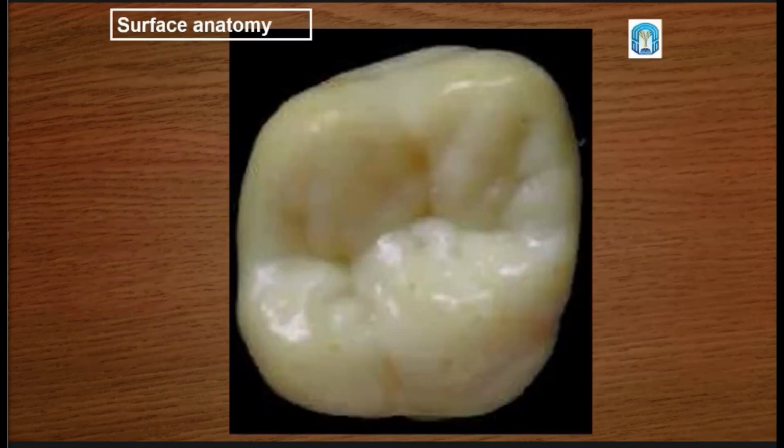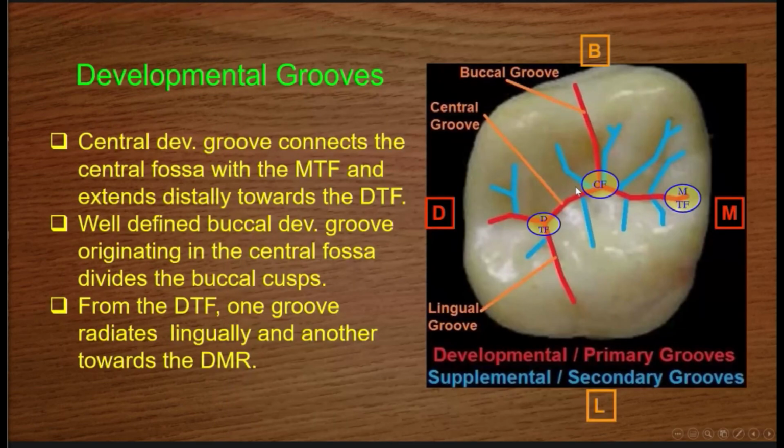Okay, so this is the developmental or primary developmental groups and supplemental secondary groups. Do you have a clear idea about this group pattern? Because this is very important for your examination. Surface anatomy again.